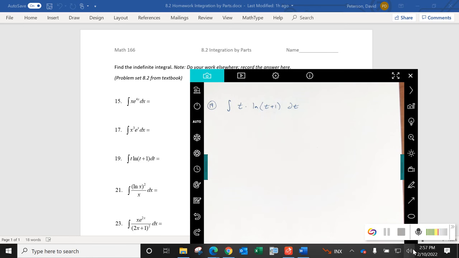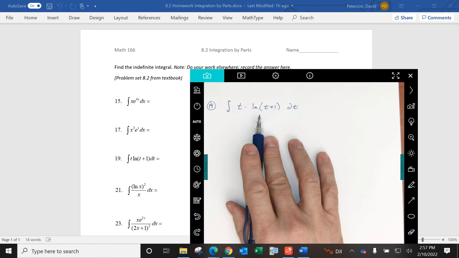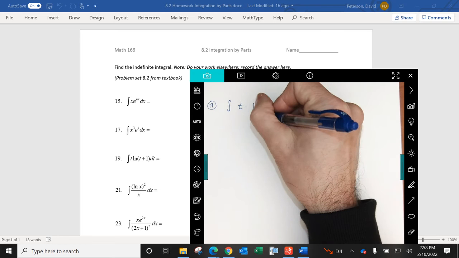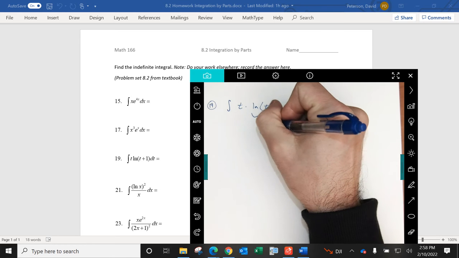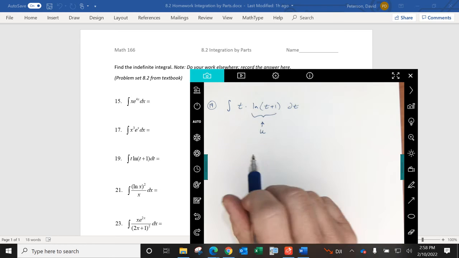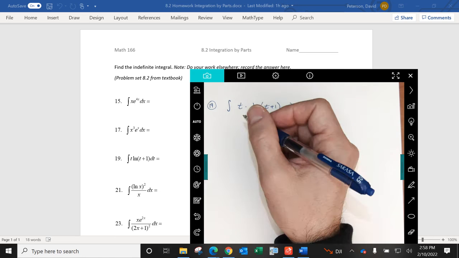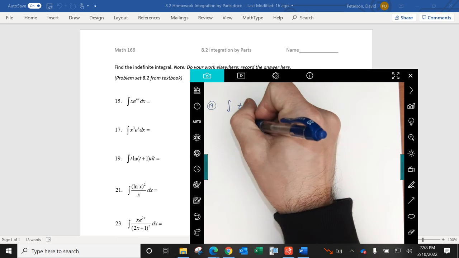Number 19, integration by parts. We'll notice the logarithmic expression is going to be what we would prefer to call u. So this little statement right here, we'll let that equal u. Now the stuff left over, the t dt, is the dv that we're going to address.